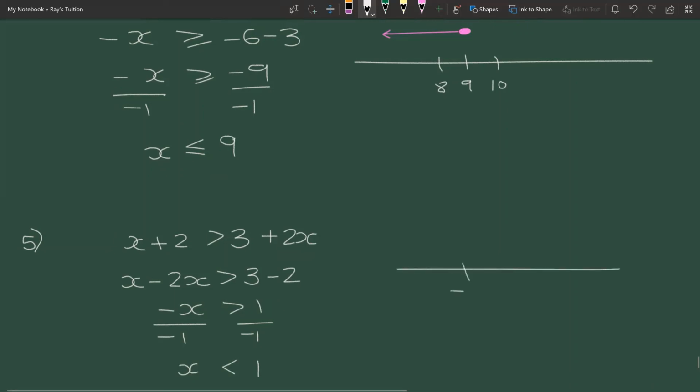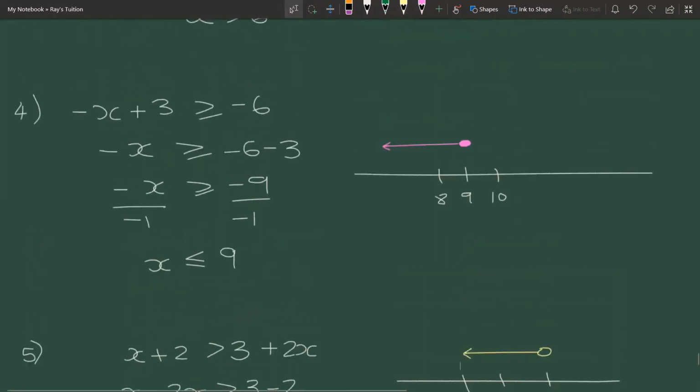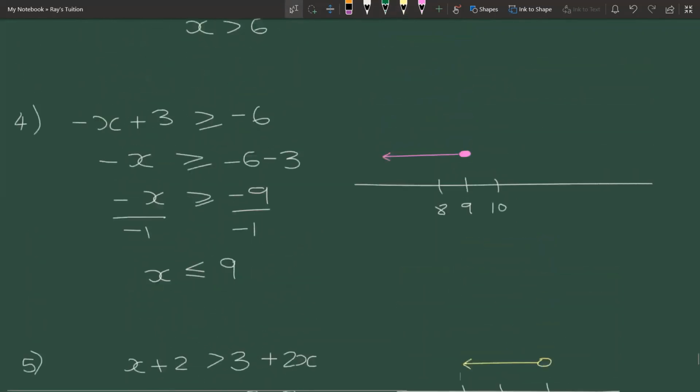So again, I'm just going to have a few numbers here. Okay, so our point is 1. It's a strict inequality, so it is an open dot, and it is less than, so we're going to go to the left. Okay, I hope that you've understood how to represent it on a number line.